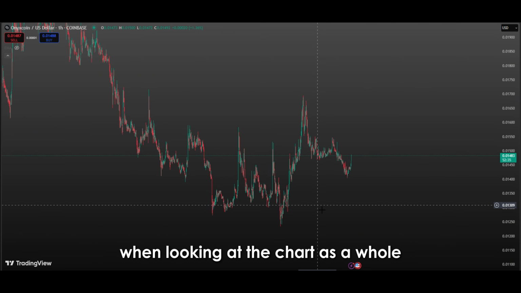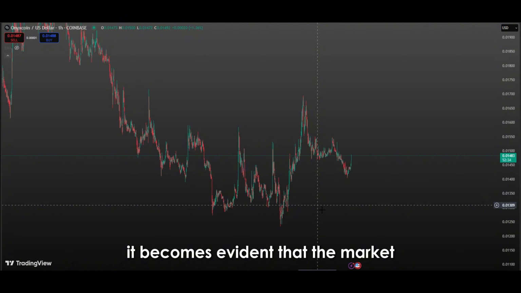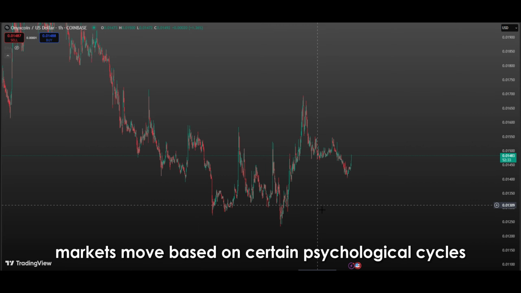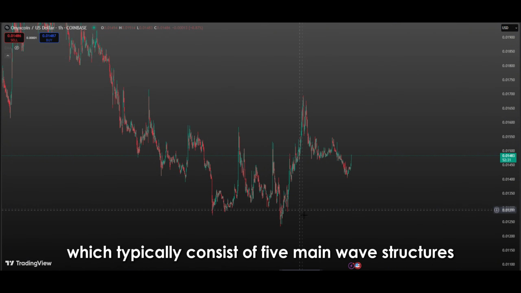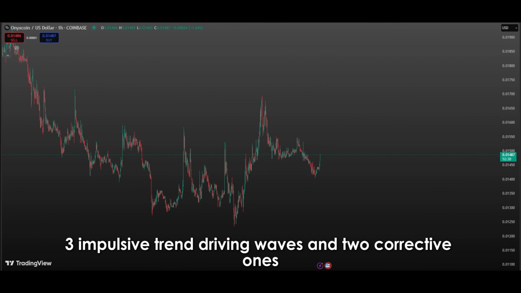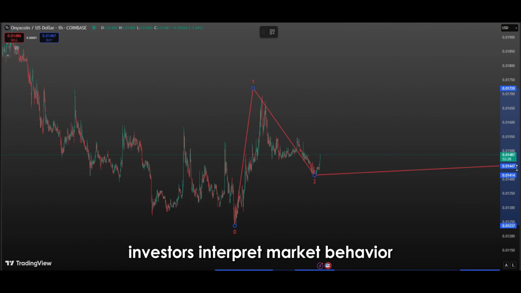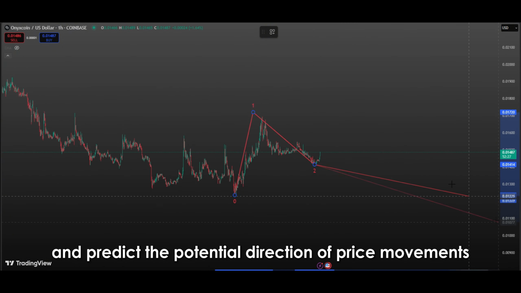When looking at the chart as a whole, it becomes evident that the market structure is clearly shaped within the framework of the Elliott wave theory. According to this theory, markets move based on certain psychological cycles and behavioral patterns, which typically consist of 5 main wave structures: 3 impulsive, trend-driving waves, and 2 corrective ones. These structures play a significant role in helping investors interpret market behavior and predict the potential direction of price movements.